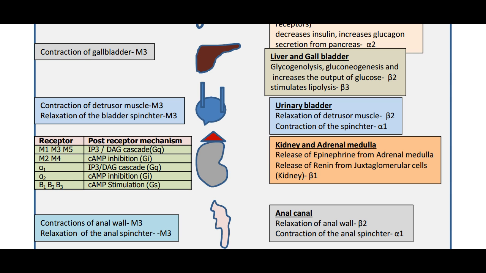So here we finished the receptors which are involved in autonomic nervous system. We discussed the receptors, we discussed the post-receptor mechanism, the type of G-coupled protein receptors involved, and the second messengers involved, and also we briefly discussed the locations of all these receptors.